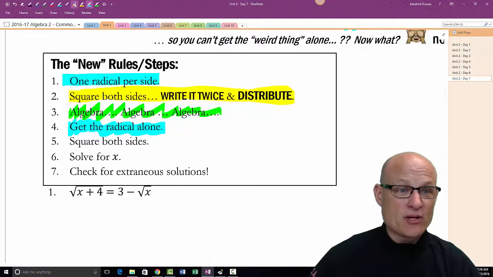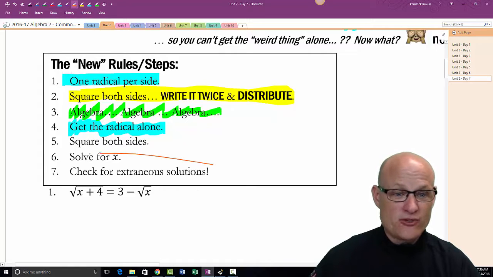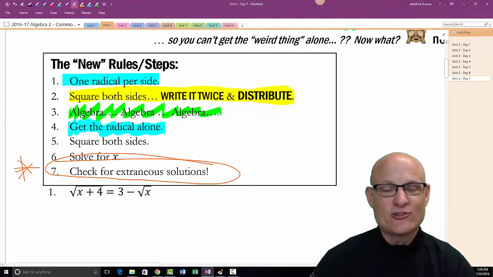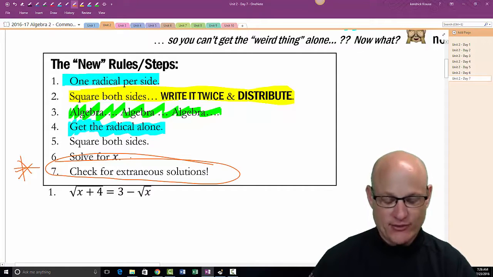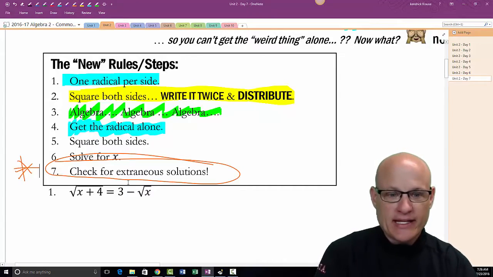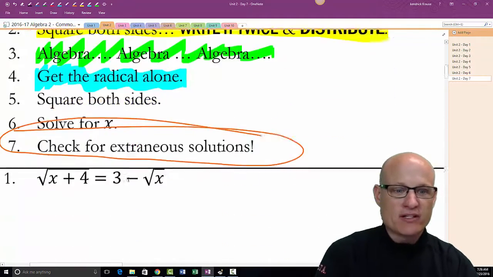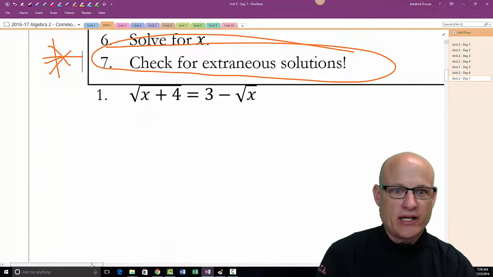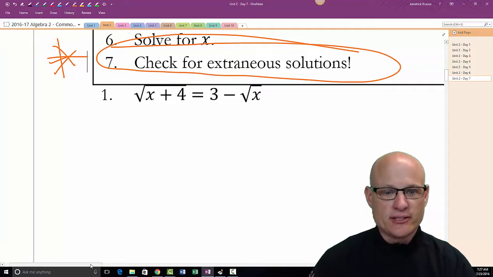The big thing I just want to remind you is you must check for extraneous solutions. Doing this method of solving equations, you're probably going to end up with lots of weird, bogus, not right answers. I don't want you to be that kid that says, oh my God, Mr. Krause said to check them, I didn't check them, and I didn't do very well on my test. Probably should have listened to him.